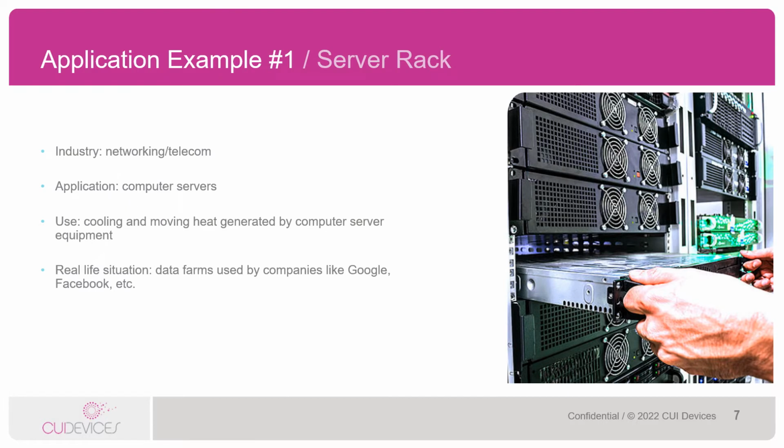Our first application example is something we may all be familiar with: server racks in the networking and telecom industry. These large racks generate a lot of heat and require an excessive amount of cooling due to their scale. Fans are used in excess here to cool the racks and move heat out of the racks. Think of companies like Google and Facebook, which have large server farms in remote locations. Proper thermal management of their servers is critical.